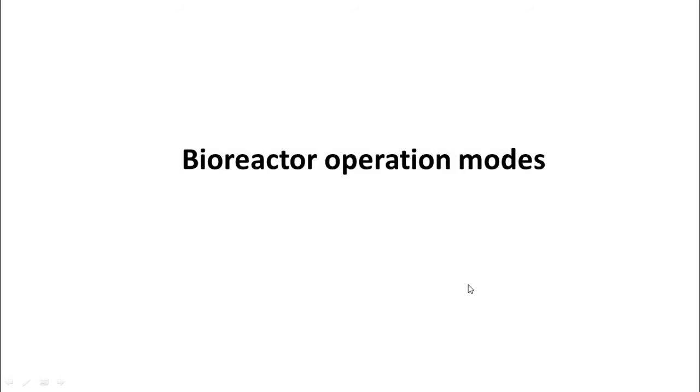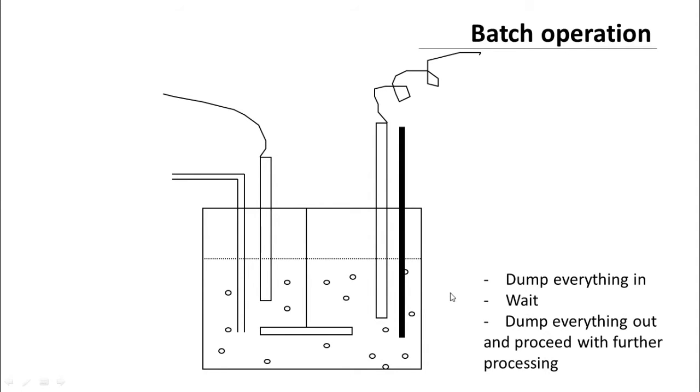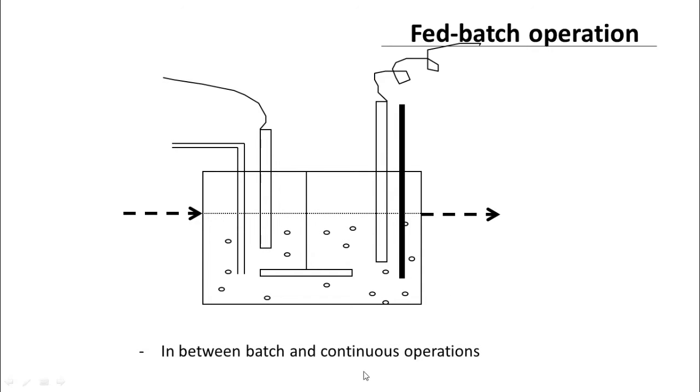Then we said that the bioreactor could be operated in a few operation modes: the batch, where we dump everything in, let the process happen, and dump everything out and proceed with processing. Continuous operation, where there is a continuous input and a continuous output. We are usually interested in the steady state operation, which occurs for most of the time. The initial paths, the startup and the shutdown paths, could be at unsteady state, which we are not normally interested in. And then the fed batch operation, which is somewhere in between a batch and a continuous operation, maybe intermittent input or intermittent output, or both.